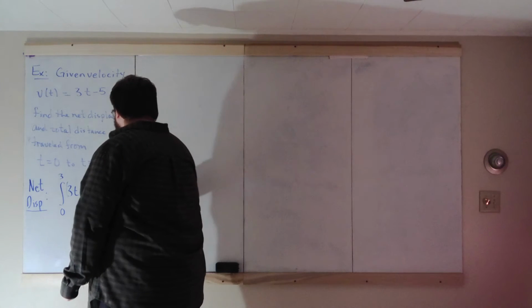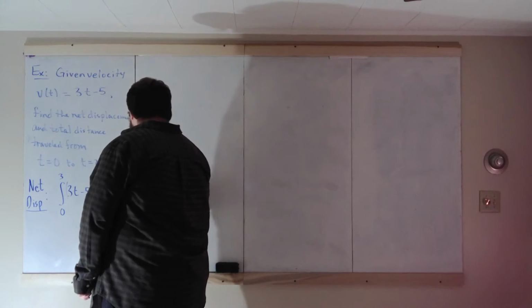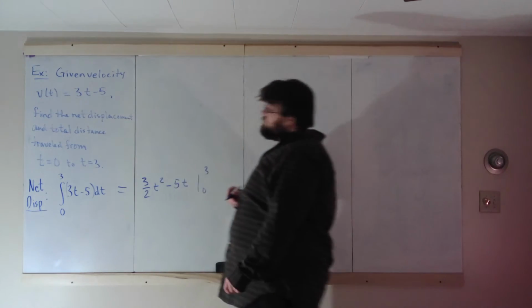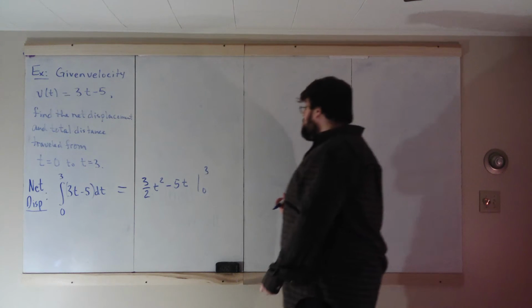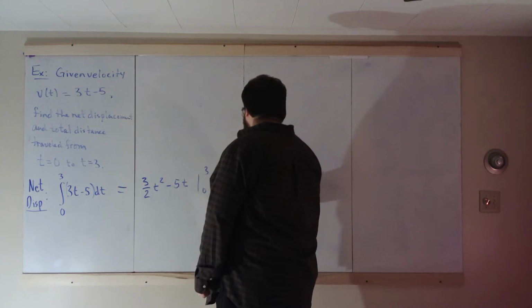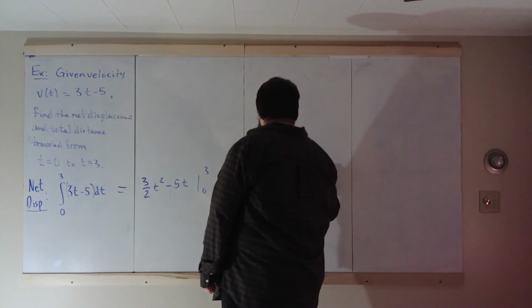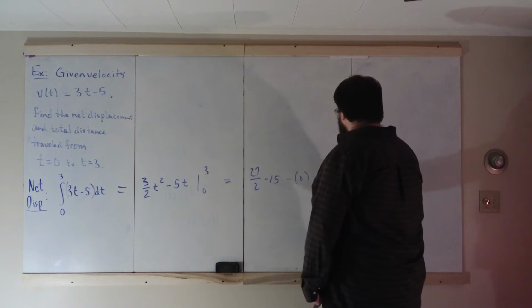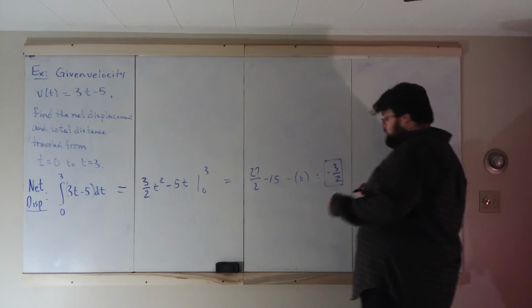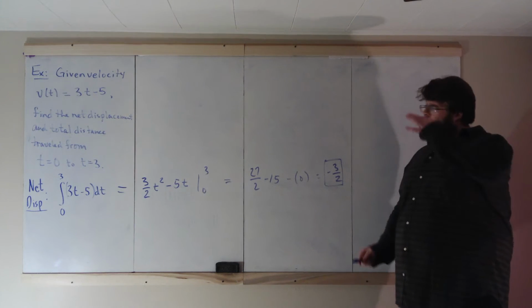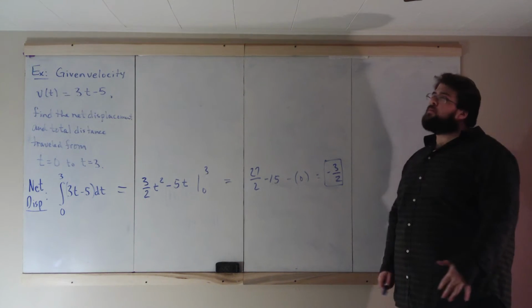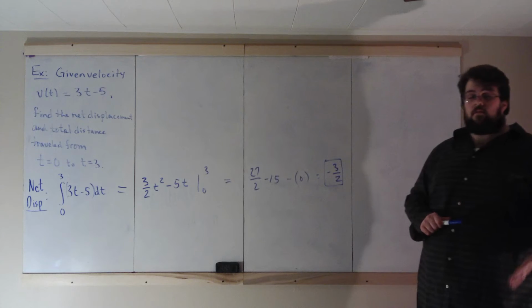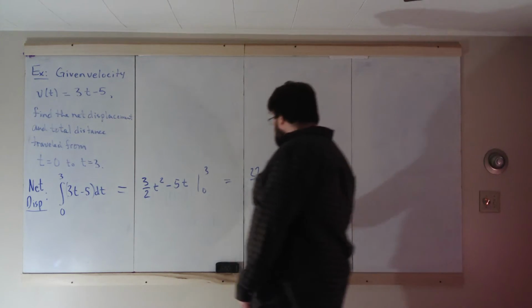Well, how do we do this? We get a half t squared times 3, so 3 halves t squared, minus 5t from 0 to 3. Evaluate at 3, you get 27 halves minus 15. Evaluate at 0, you get 0 minus 0. So 27 halves minus 30 halves is negative 3 halves, our net displacement. So from 0 to 3, whatever the velocity function is measuring the movement of goes back 3 halves of a unit. I didn't throw units in this question.